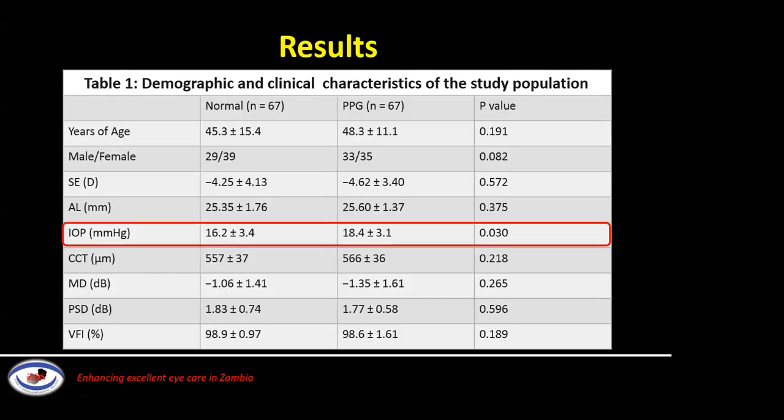So now we'll go into the results. Table 1 shows us the demographic and the clinical characteristics of the study population. As we can see, there was no significant difference between the normal and the PPG, but there was a significant difference... the PPG group showed a greater eye opening compared to the normal.